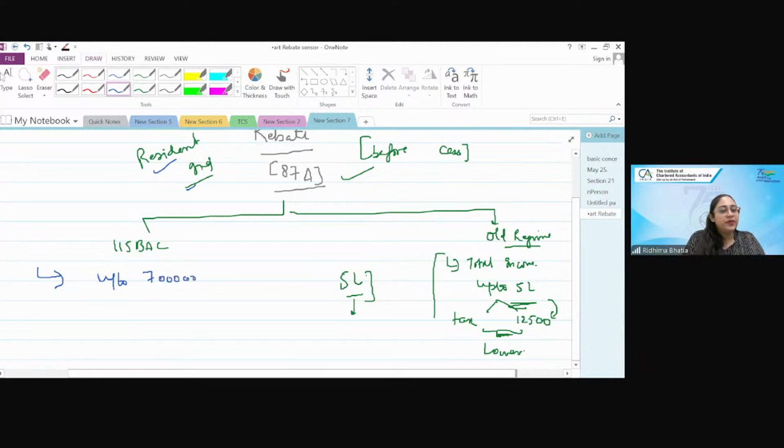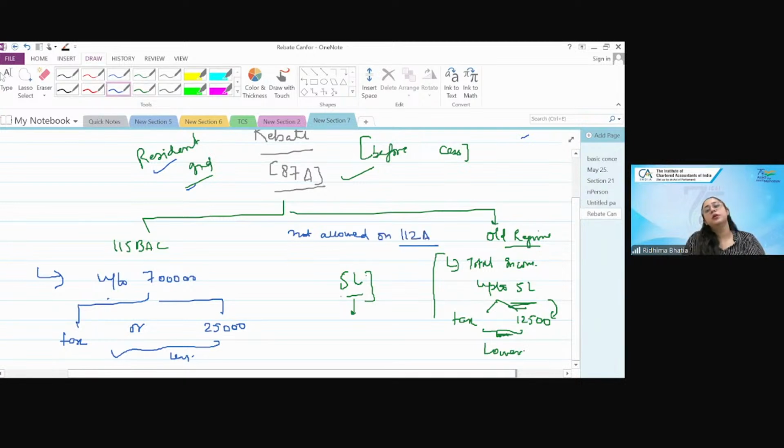So up to a total income of 7 lakhs, there would be a rebate concept, which is the tax amount or 25,000, whichever is less. Surprisingly, they changed the slab rates, but they did not change this 25,000. This time the slab rates changed, but they did not change the rebate amount. Rebate amount is still the tax amount or 25,000, whichever is less, and both are not allowed on 111A. Sorry, not 111A, 112A. Why am I saying the wrong section.